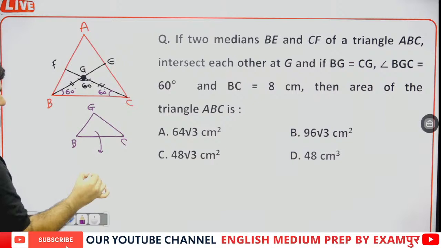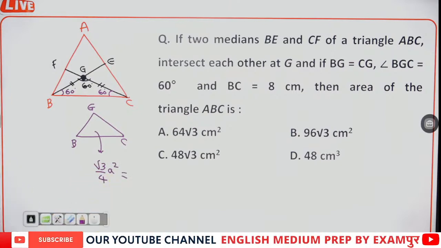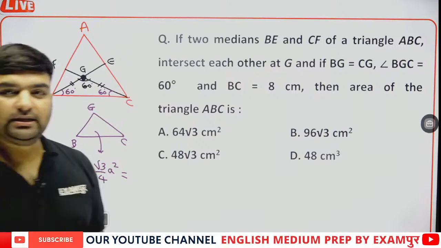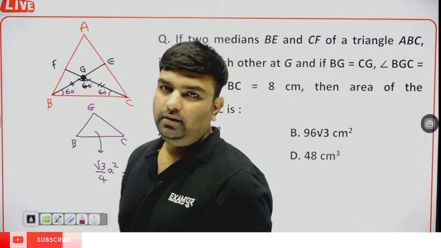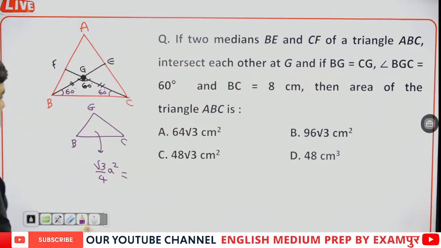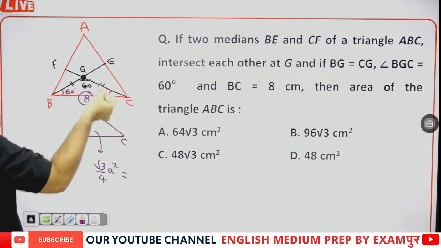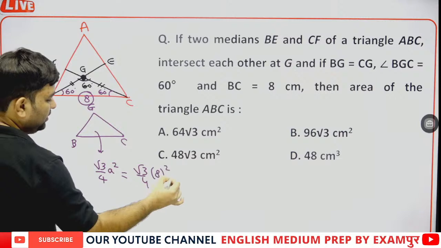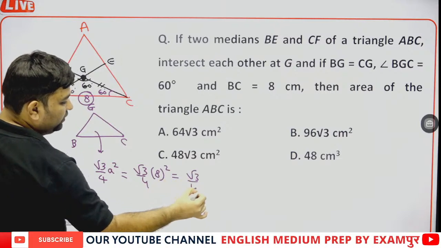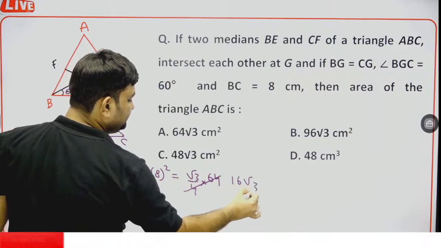Its area is √3/4 a square, side square. So BC, all of them are 8, 8, 8. So √3/4 times 8 square, √3/4 times 64, which is 16√3.